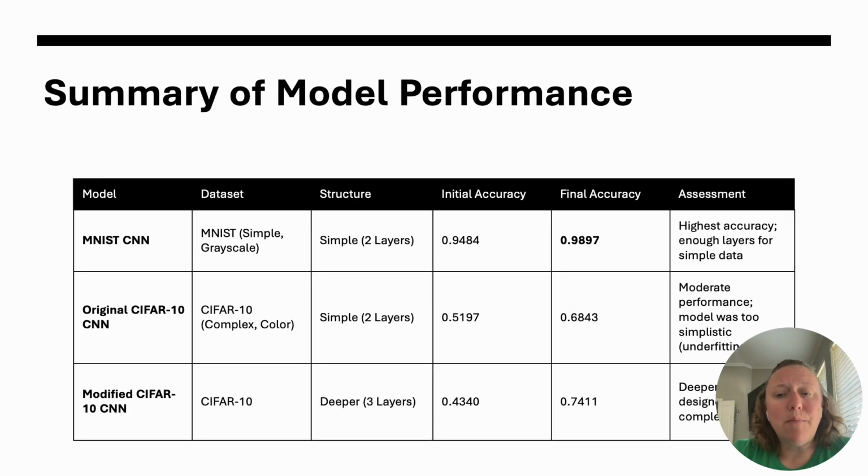Let's put all three models side by side now to compare the complete picture of what we've run. The MNIST model achieved 98.97% accuracy with just 2 convolutional layers, which was clearly sufficient for the task at hand. The original CIFAR-10 model, using the same architecture as the MNIST, managed only 68.43%, which demonstrates that there was severe underfitting in the model, while the improved CIFAR-10 model reached 74.11% accuracy, which was a pretty good improvement, but still well below the MNIST levels.